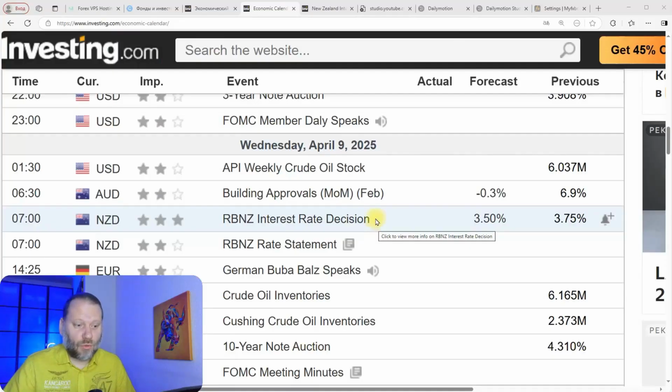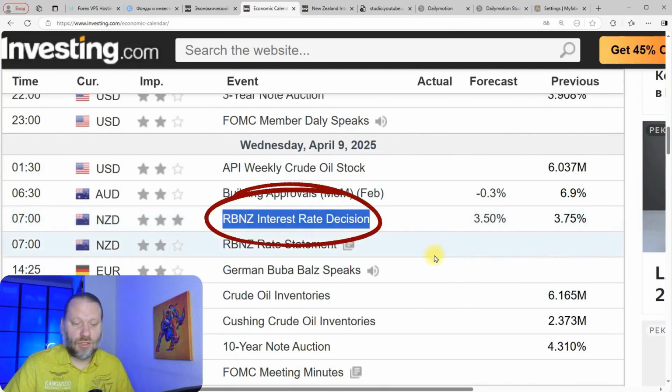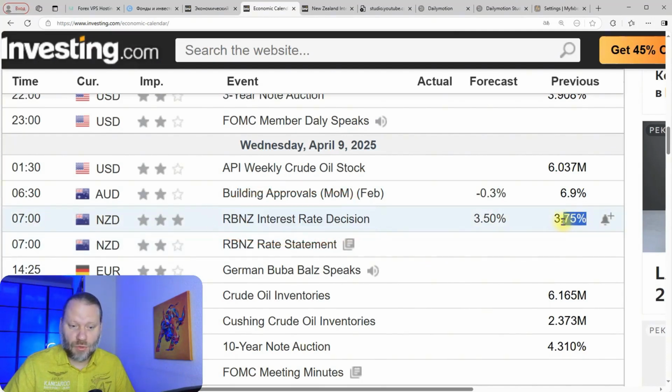So let's take a look. On Wednesday, April 9th, there will be news. The Reserve Bank of New Zealand's interest rate decision, with the previous value being 3.75, and it is forecasted to be 3.5. What does this mean for us as traders? If the interest rate is lowered, it means that the New Zealand dollar might drop at the time of the news release, which means you can quickly profit from it.